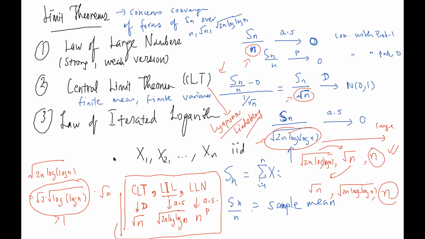So the law of iterated logarithm is just put in there for you. It's basically not much use now, but just to complete the picture, there are some results sitting in the middle between CLT and LLN. All right, so that's your limit theorems. And the last part is your characteristic function.